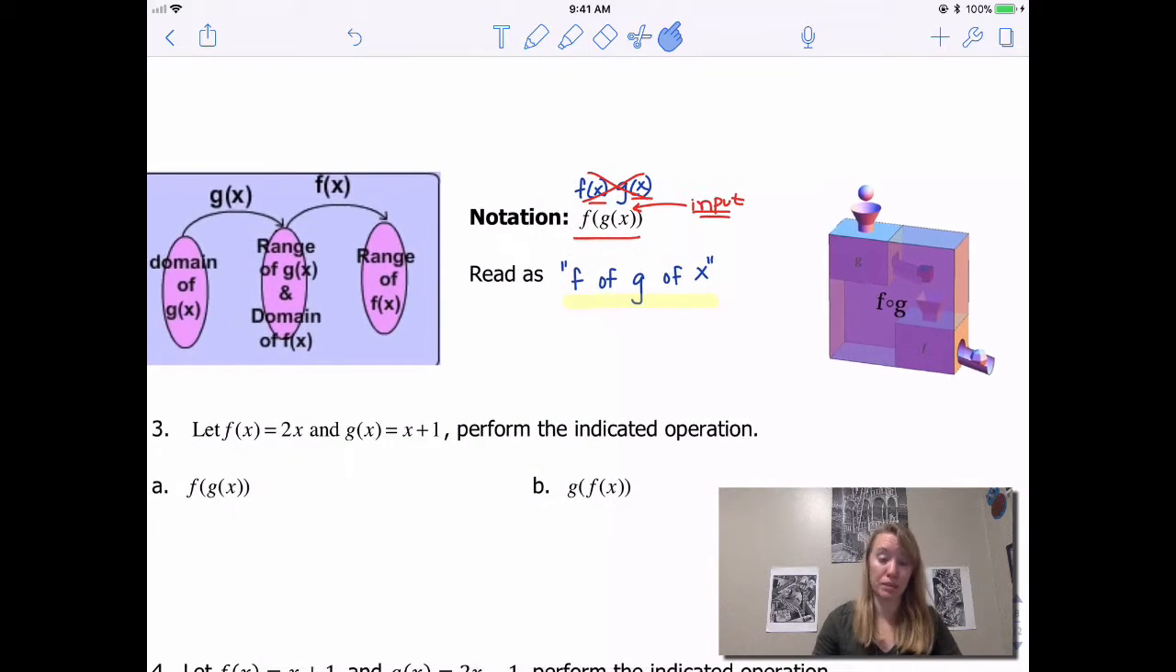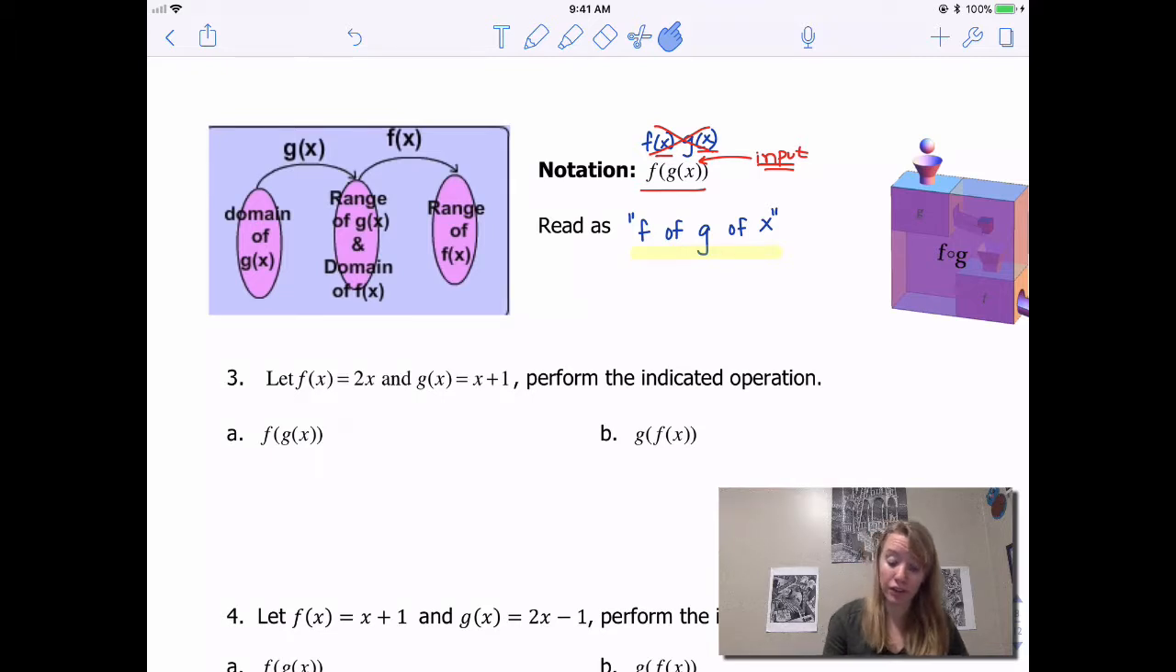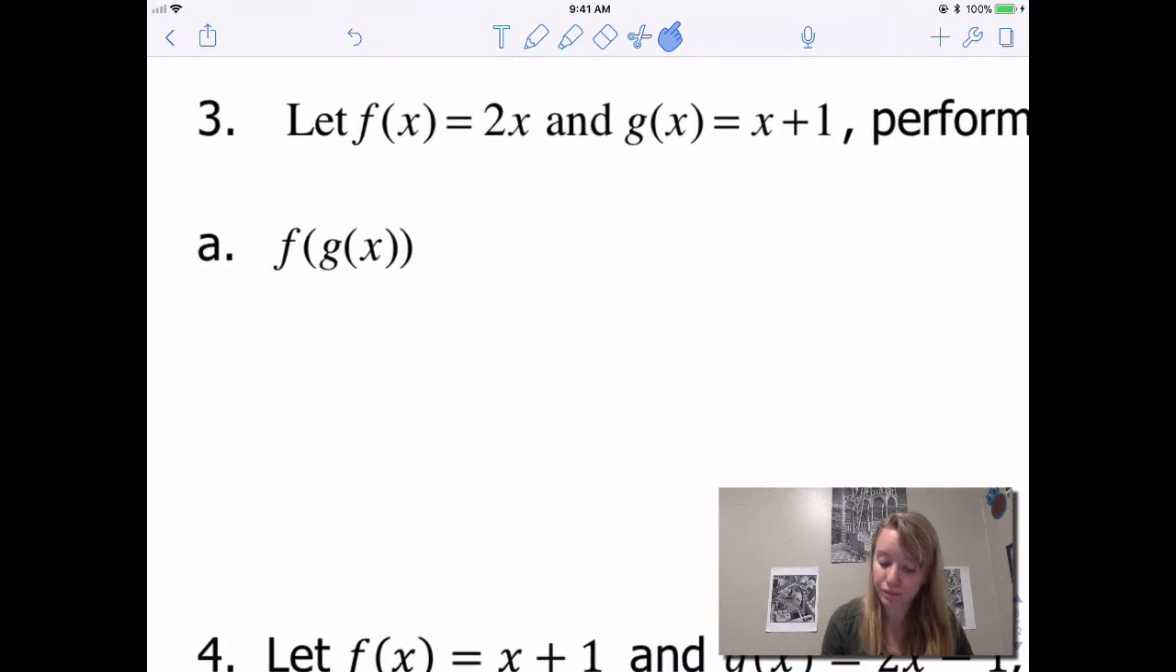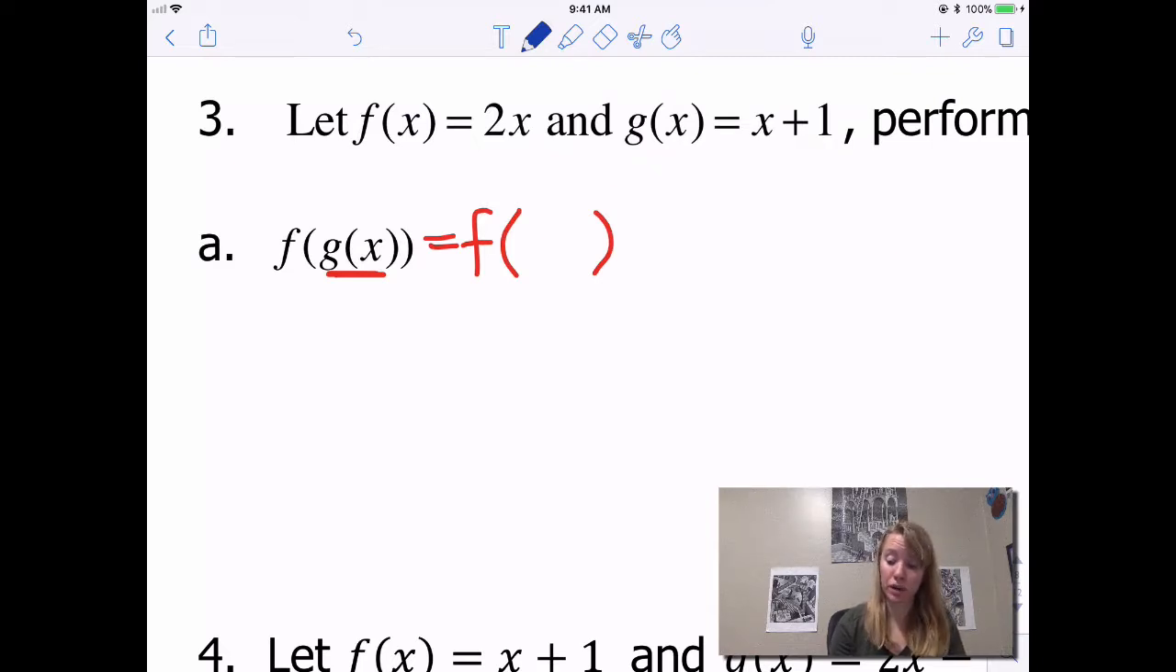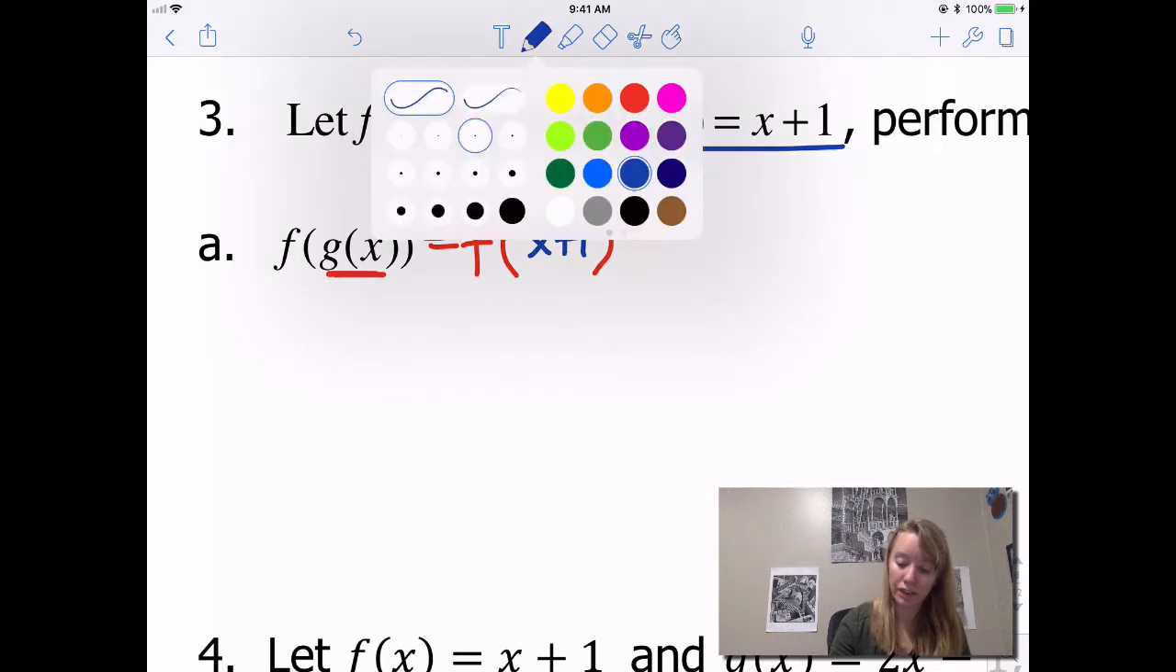So let's look at a couple examples here. Number 3 should be number 1, but this number 3 says let f of x be 2x and g of x be x plus 1 and perform the operation. So this f of g of x, I need to do some substitution, and I'm going to do it starting in the very inside parentheses, just like order of operations usually. So I have f, but then I actually want to replace g of x with what I know it is. So g of x is x plus 1, so I'm going to put it right in there.